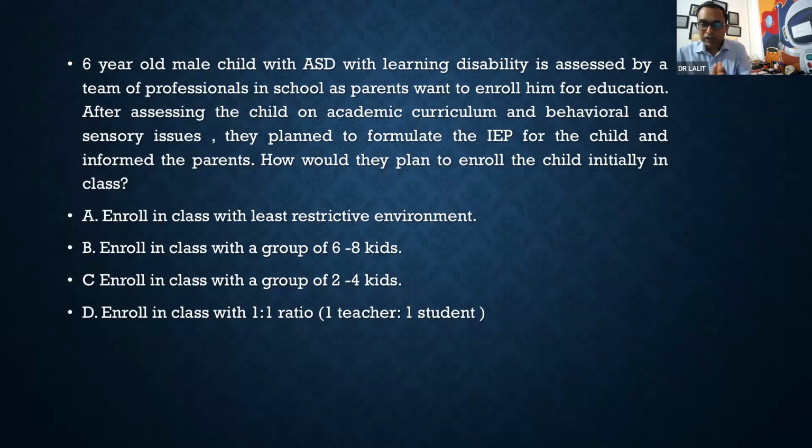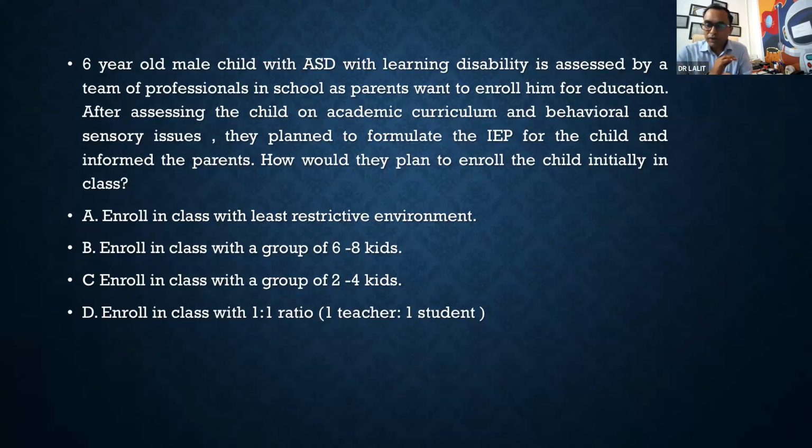Suppose there is a class of 28 students, or a class of 20 students, and one ASD kid has been enrolled in that class. You have just enrolled the child and have not done any restriction for that child. Least restrictive means you feel that 20 is not good, so let's remove 5 children. You remove the 5 typical children from there. So now you enroll a child in a setting of 15 neurotypical children and 1 ASD child. So you have done the least restrictive environment.